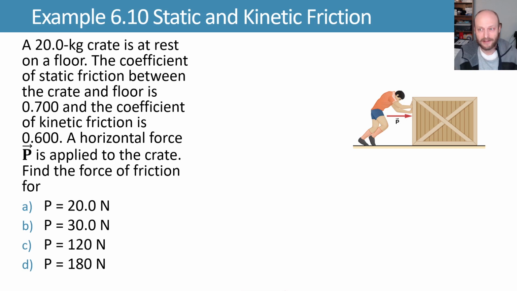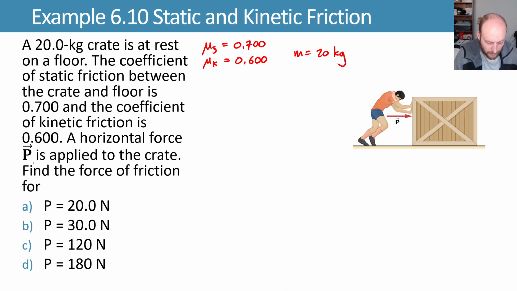In this example, we're going to consider trying to push a crate on the floor and see at what point we switch from static to kinetic friction. We'll start off by reading the problem statement and writing down some stuff that we can get from it. We have the coefficient of static friction, μs, equal to 0.7. We also have the coefficient of kinetic friction between these two objects, 0.6. And we have the mass of 20 kilograms.